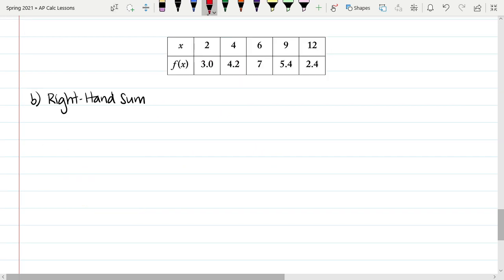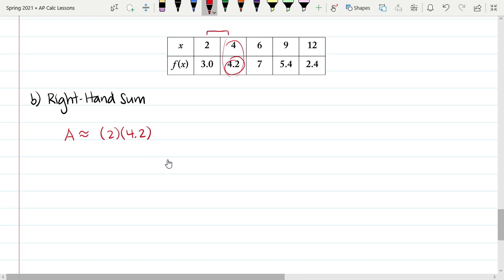So for a right-hand sum, again, it's almost the exact same idea, except remember this time the height of each rectangle is determined by the function value at the right endpoint. But the width of the rectangle, the base, is still the same. So for our first rectangle, we're still going from 2 to 4. So again, that's going to be a distance of 2. And the height of that rectangle is determined by the function value at the right endpoint. So that's going to be 4.2.